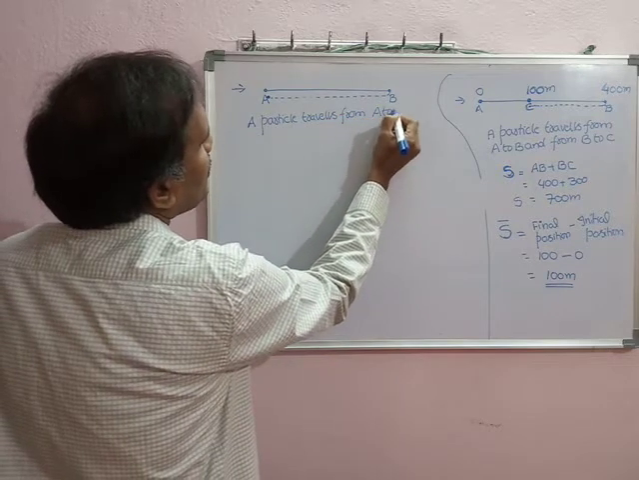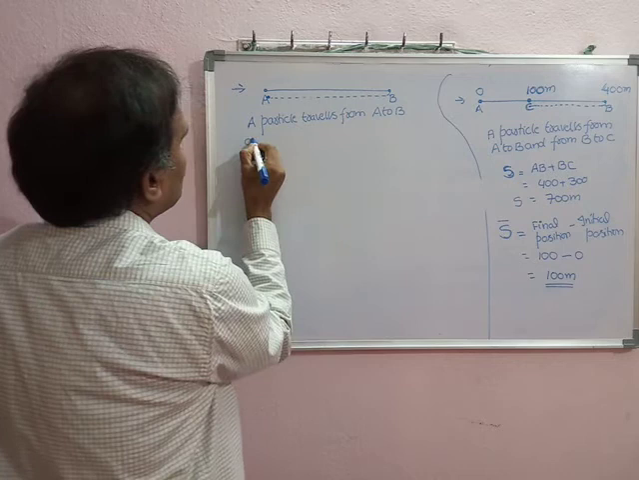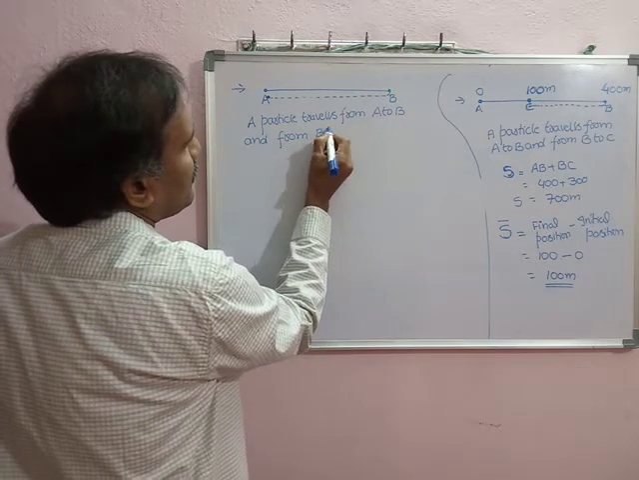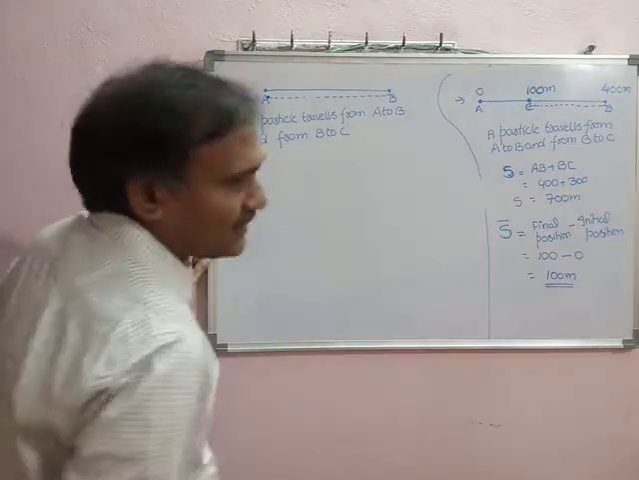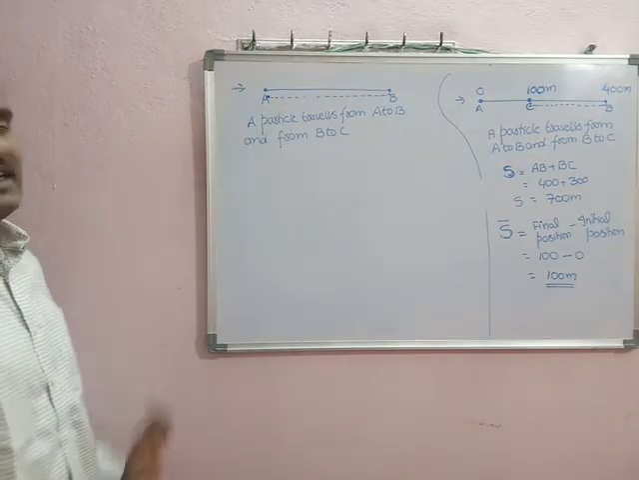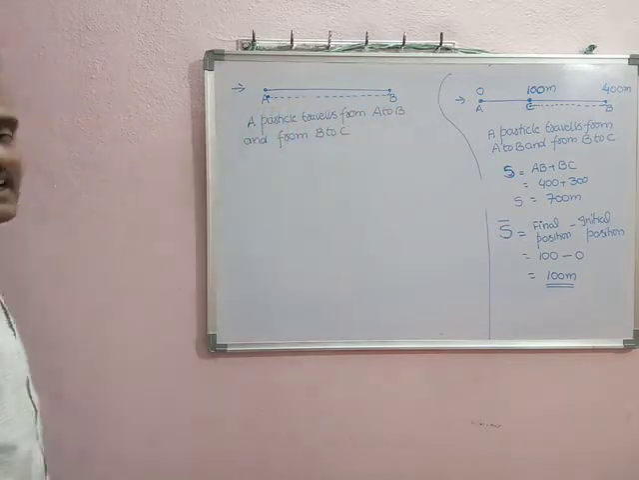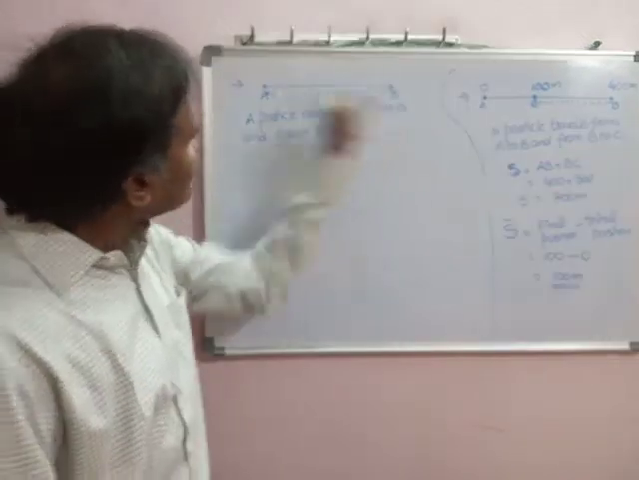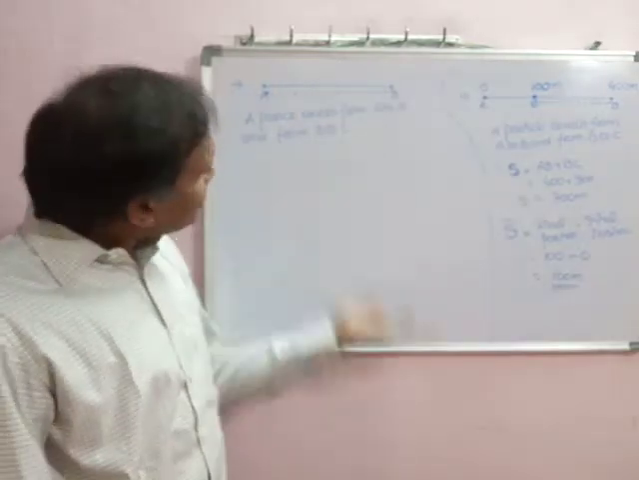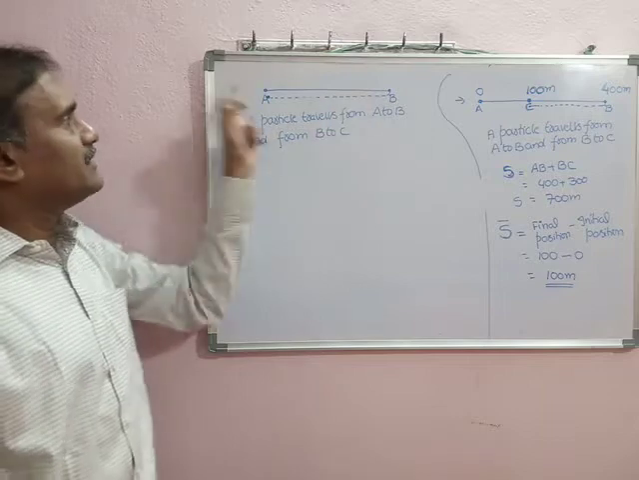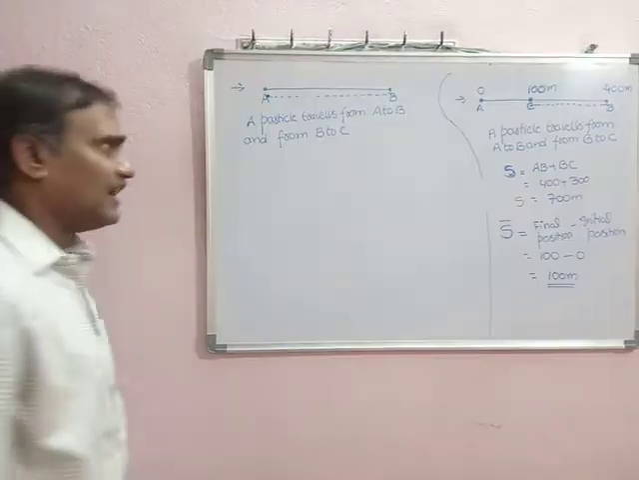A to B and from B to C, along the same straight line. Remember that. But for my convenience, I want to draw the line in this manner. Here the road exists from A to B. On the same road, it is traveling and it reaches the point A again.